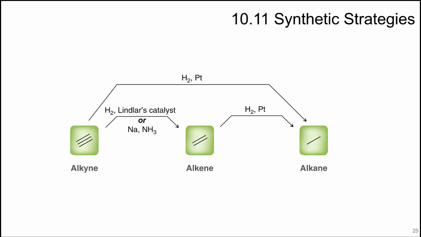There are different strategies for using alkynes in your synthesis. If you start with an alkyne and add H2 and platinum, that gives you the alkane. If you use Lindlar's catalyst or sodium and ammonia, you get an alkene, and you can do any of the reactions from chapter 9. This is a functional group here, and we still have that here, but when you get to the alkane, this is loss of the functional group handle.